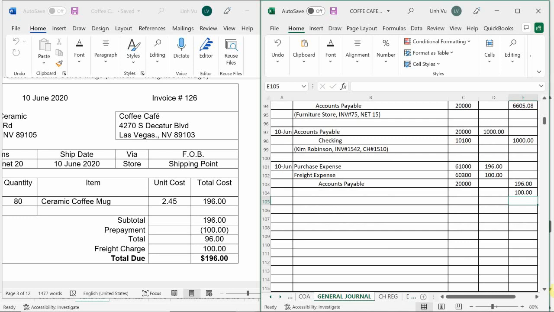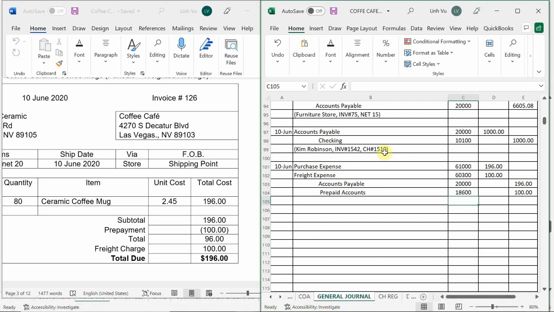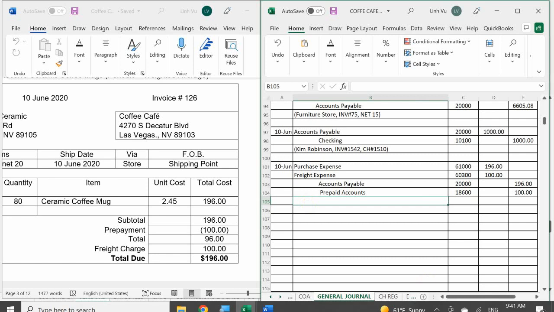We are applying what we already paid to the invoice. That's why we only owe 196, because we already paid $100 toward this bill. So how do we claim this voucher? We're going to take it out from my prepaid accounts. All right, so we have everything we need, right?